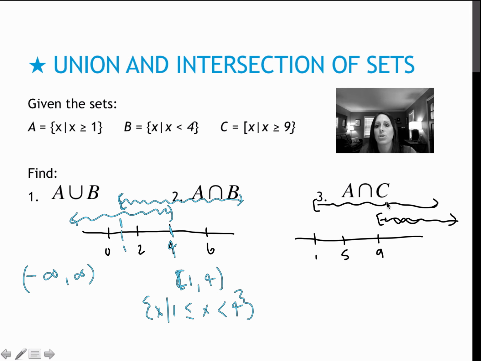So again, where are they all shaded? Everywhere where it's greater than or equal to 9. Because here, forever, those will both be shaded. So my answer would be all of the x's such that x is greater than or equal to 9. If we're doing that in interval notation, that would be from 9 on to infinity. Just like that.